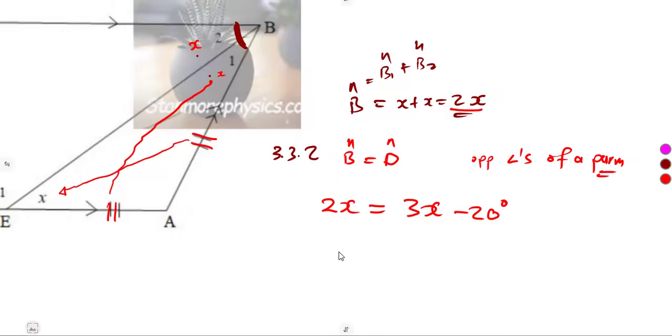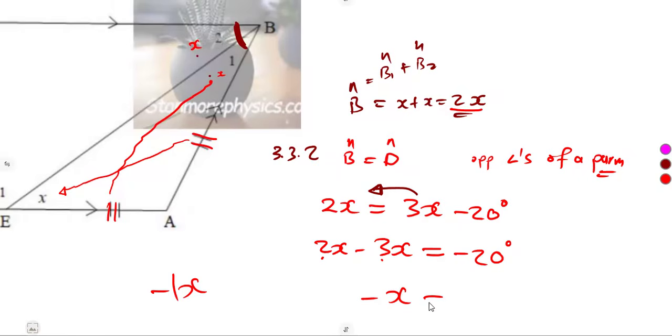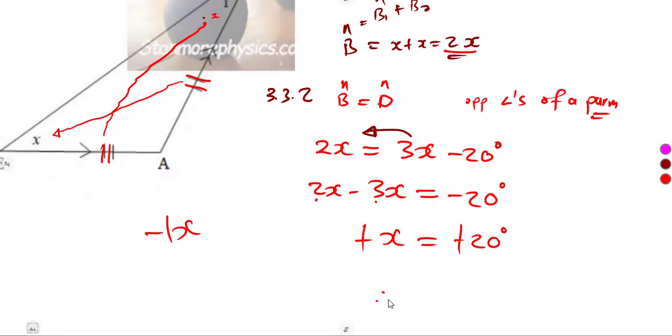Solve for X. It's an equation. So you can even take the 3X to the other side. It becomes a minus. 2X minus 3X is equal to what? We are left with a negative there. So 2 minus 3, that's minus 1X, which is equal to negative 20. So the negative cancels. Therefore, X is equal to 20 degrees. Just like that.